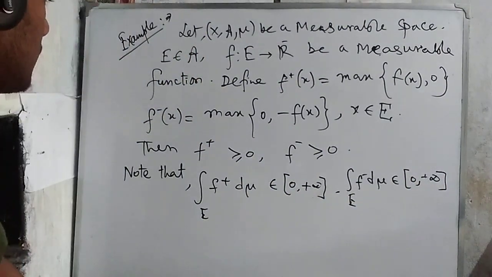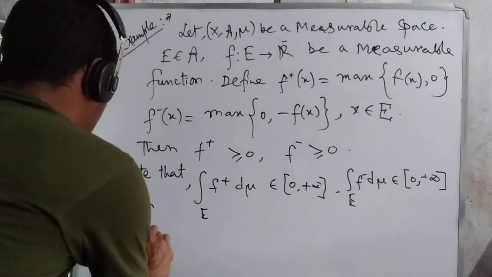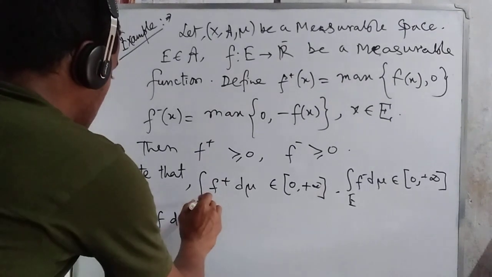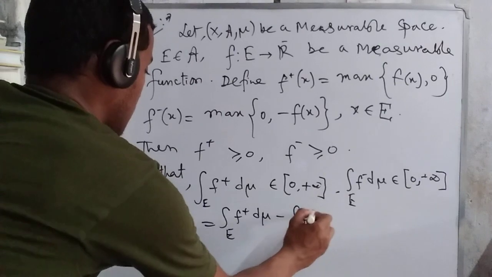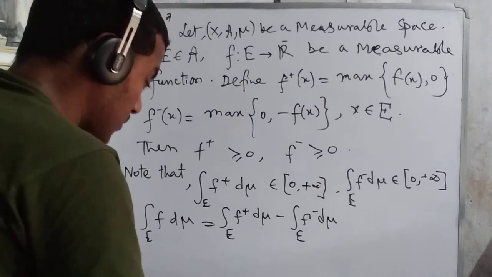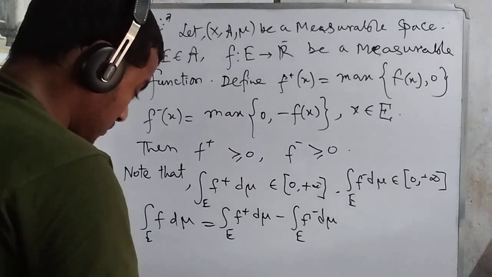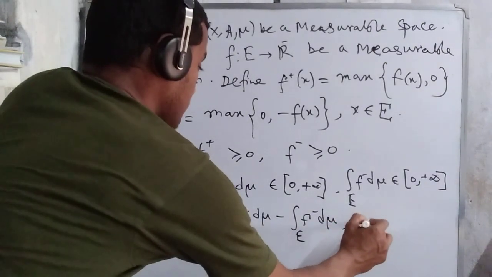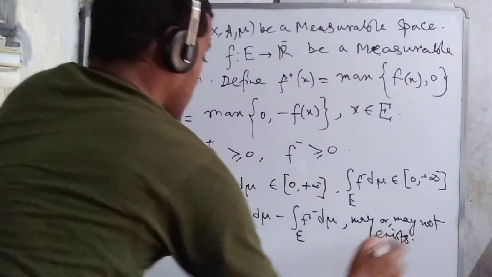Then we talk about the integration of f d mu, which equals the integration over E of f plus d mu minus the integration over E of f minus d mu, if that exists. It may or may not exist.